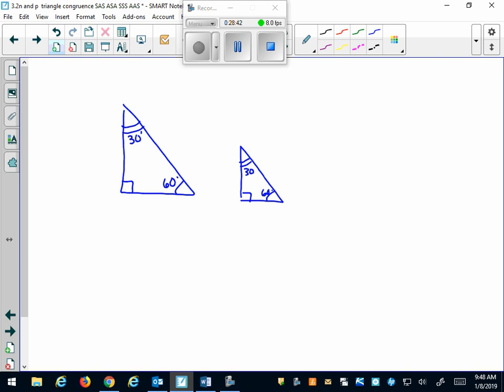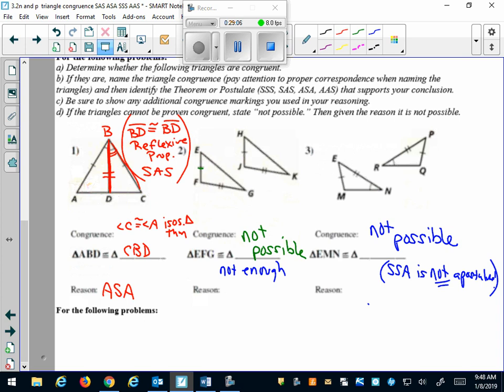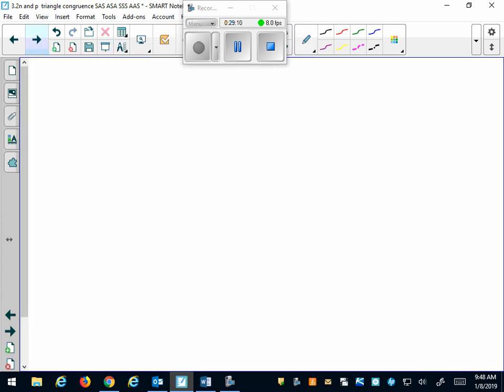So that's why you can't have an AAA postulate. These postulates say that if you know all the angles of one triangle are congruent to all the angles of the other triangle, you could conclude that the triangles are congruent. We can't conclude that here. The three angles do not guarantee triangle congruence. So that's why AAA is not a postulate. Okay, so let's go to the next one.